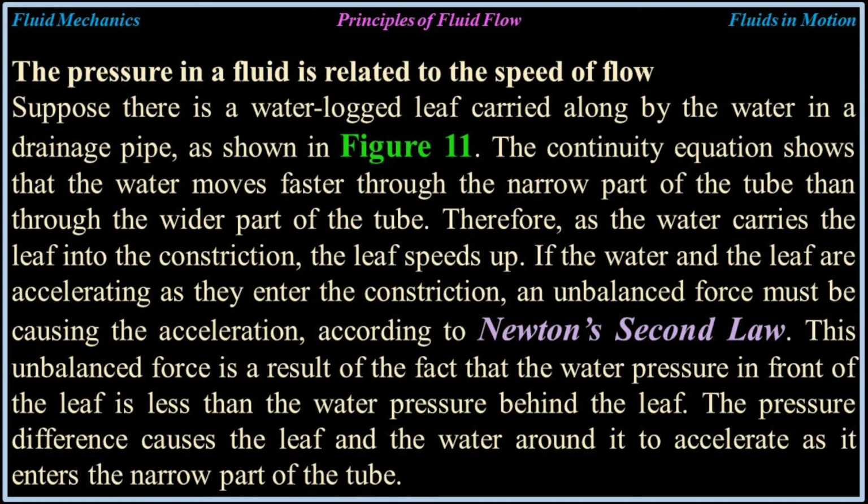If the water and the leaf are accelerating as they enter the constriction, an unbalanced force must be causing the acceleration according to Newton's second law. This unbalanced force is a result of the fact that the water pressure in front of the leaf is less than the water pressure behind the leaf. The pressure differences cause the leaf and the water around it to accelerate as it enters the narrow part of the tube.